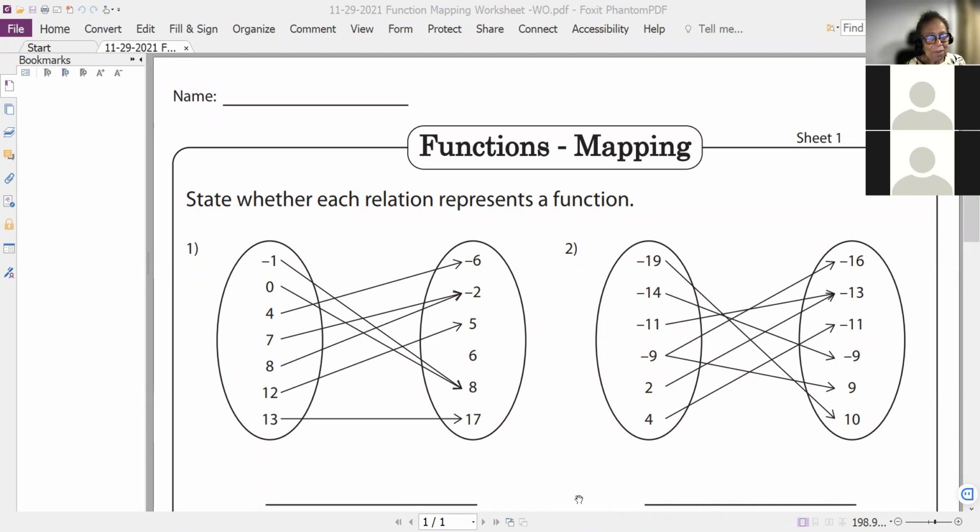Okay, now, I want you to look at the maps. You remember that we went over some rules. Tell me, number 1, does it represent a function? Yes or no?